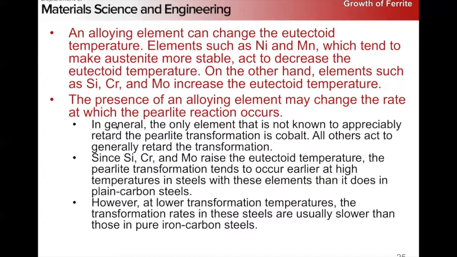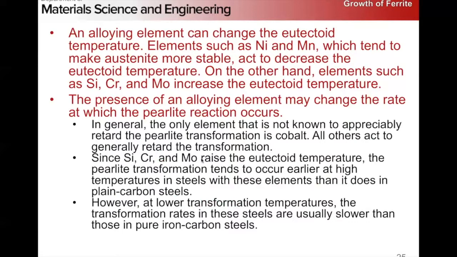We can also change the growth rate or the transformation rate of the pearlite reaction. Right. So cobalt is unusual because it will retard the pearlite transformation. All of our other common alloying elements... Oh, shoot. I said this backwards. All others act to retard the transformation. Cobalt is the only one that accelerates the transformation. I'm sorry about that.